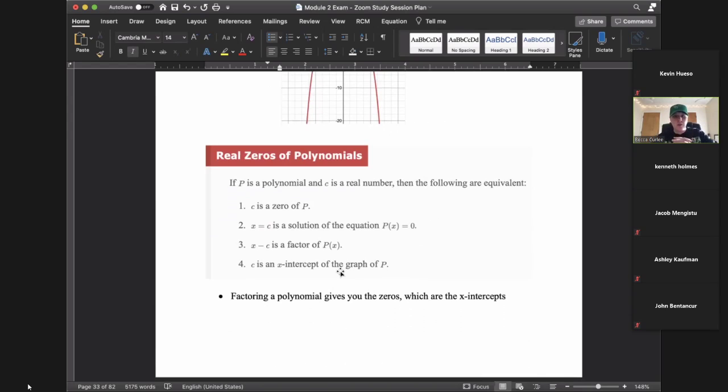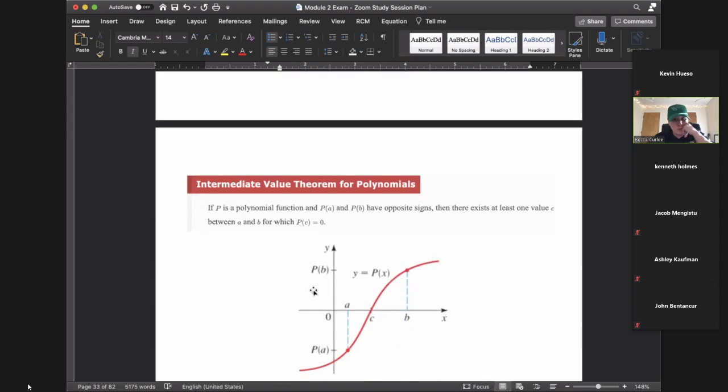If p is a polynomial and c is a real number, then the following are equivalent. c is a zero of p, x equals c is a solution of the equation p of x equals 0, x minus c is a factor of p of x, and c is an x-intercept of the graph of p. Basically, factoring a polynomial gives you the zeros, which are the x-intercepts. That's what this is saying. x equals c is a solution. So we'll move on to this.